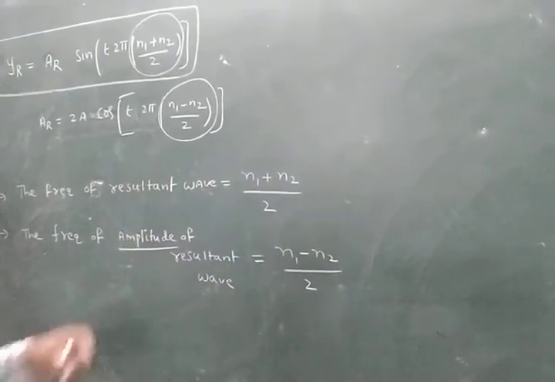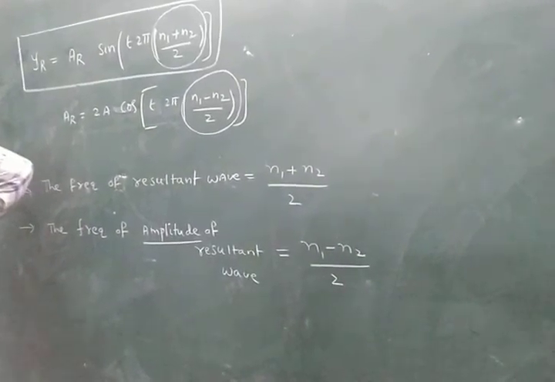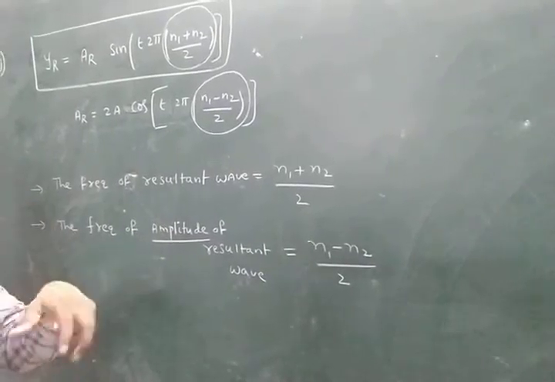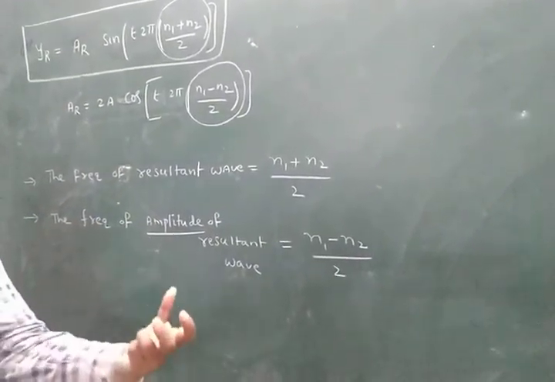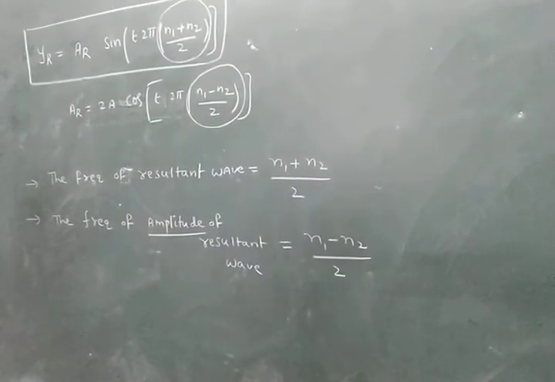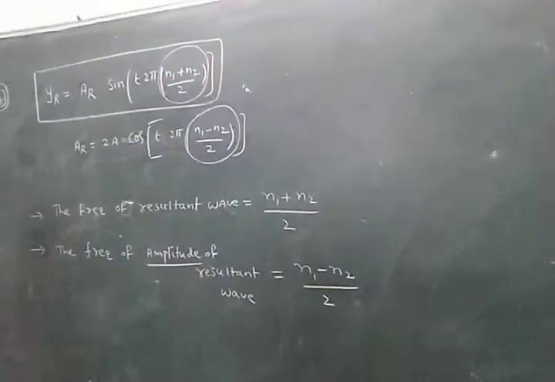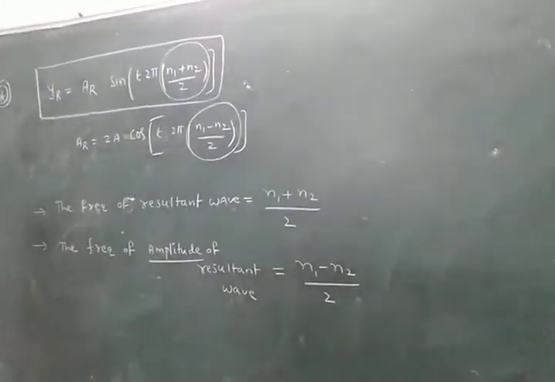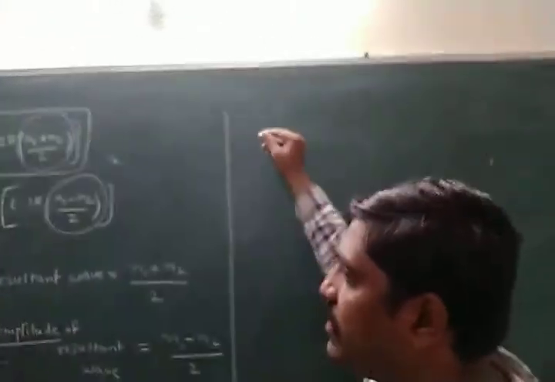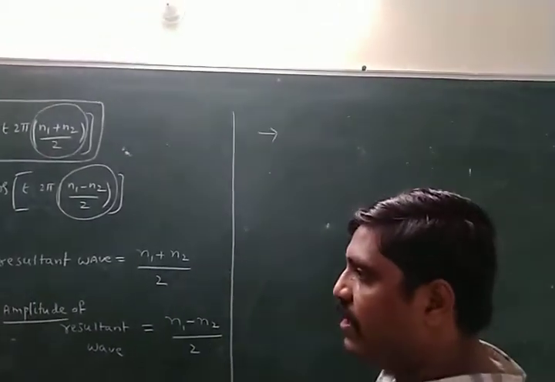Once again I repeat, the frequency of the resultant wave is n1 plus n2 by 2. The frequency of the amplitude in the resultant wave is n1 minus n2 by 2. Here n1 is the frequency of the first wave, n2 is the frequency of the second wave. Next nana I discuss.